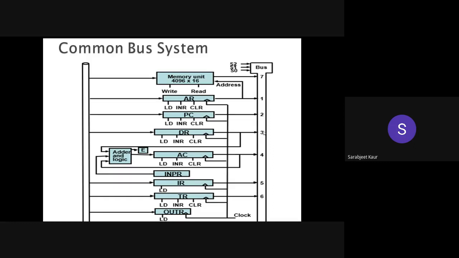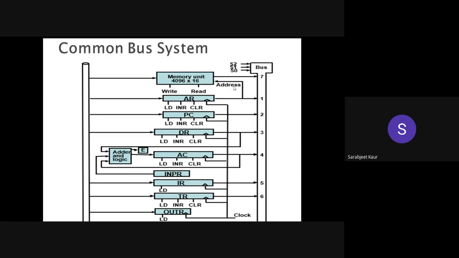For that, we have agreed upon an arrangement that whenever I say 1, it should mean AR. Whenever I say 2, it should mean PC. Whenever I say 3, it should mean DR. 4 is AC, 5 is IR, 6 is TR. Is this clear? And 7 would denote the memory unit.